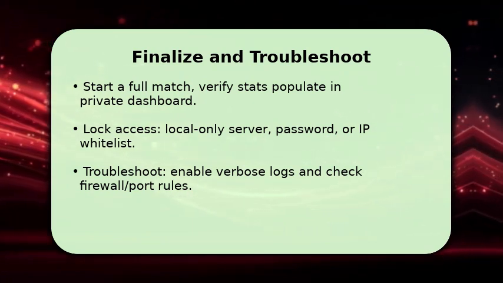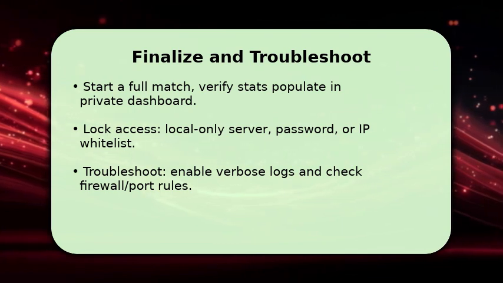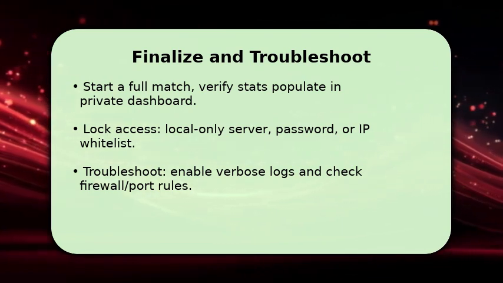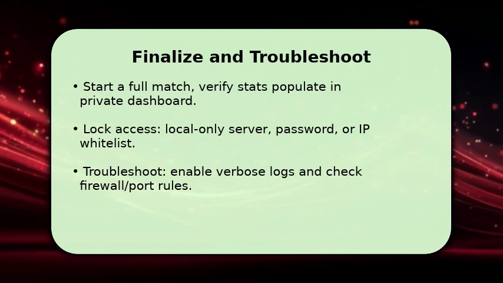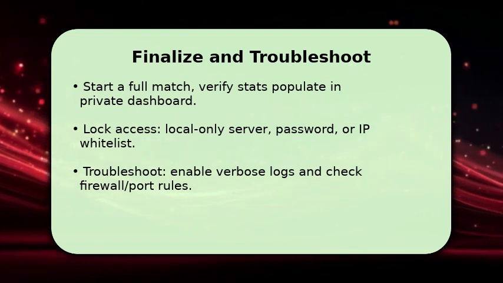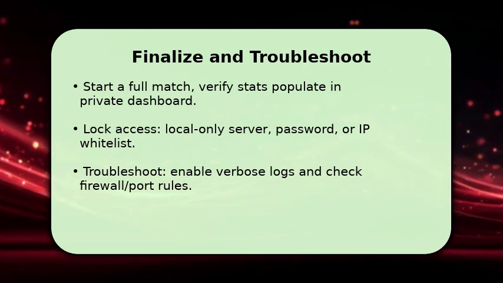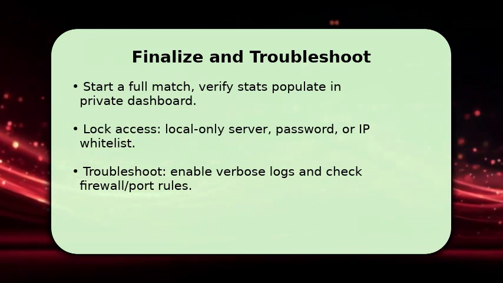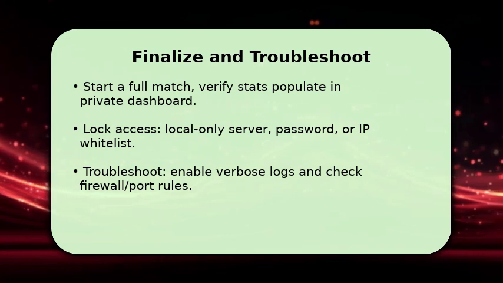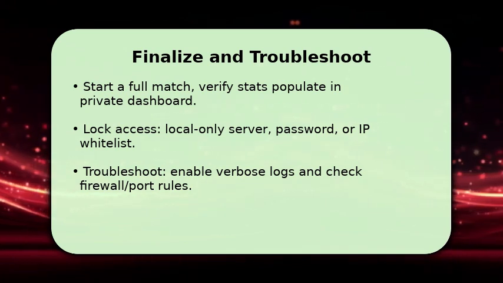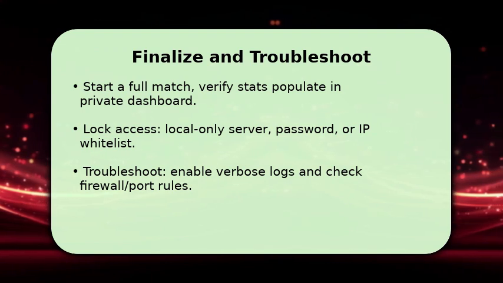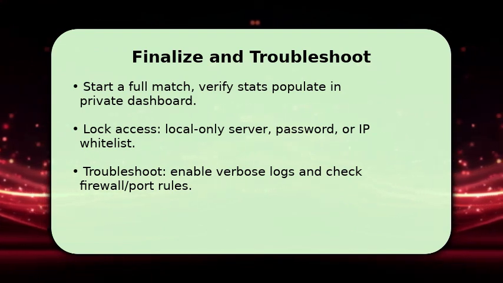Once verified, lock the tracker with a local-only server mode, password protection, or an IP whitelist to keep it private. If something fails, enable verbose tracker logs and confirm Riot log path, API token validity, and firewall or port forwarding settings. If data's still missing, restart the tracker and Valorant, then rerun a match while monitoring the verbose logs for obvious errors.